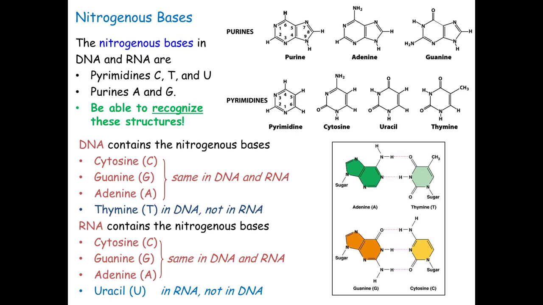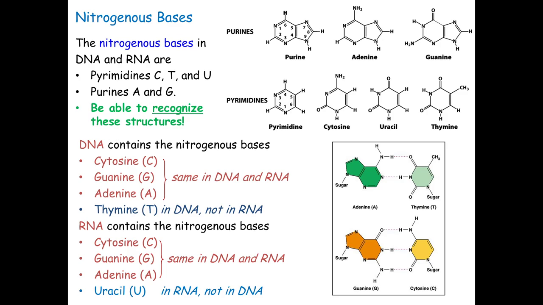How do you tell C from U and T? How many oxygens does cytosine have? One. How many oxygens do uracil or thymine have? Two. So I can easily tell cytosine from the other two. Adenine had no oxygen, guanine had one. Cytosine has one, uracil and thymine each have two. So the only real question left is, how do you tell uracil from thymine?